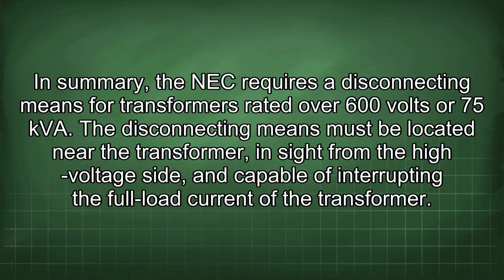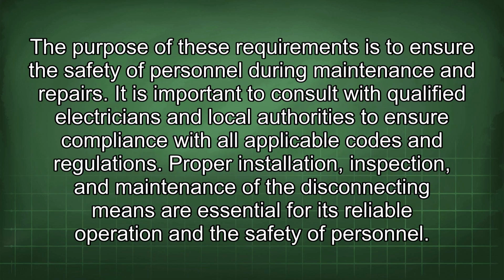In summary, the NEC requires a disconnecting means for transformers rated over 600 volts or 75 kVA. The disconnecting means must be located near the transformer, in sight from the high voltage side, and capable of interrupting the full load current of the transformer. The purpose of these requirements is to ensure the safety of personnel during maintenance and repairs. It is important to consult with qualified electricians and local authorities to ensure compliance with all applicable codes and regulations. Proper installation, inspection, and maintenance of the disconnecting means are essential for its reliable operation and the safety of personnel.